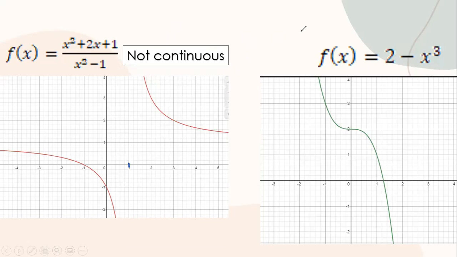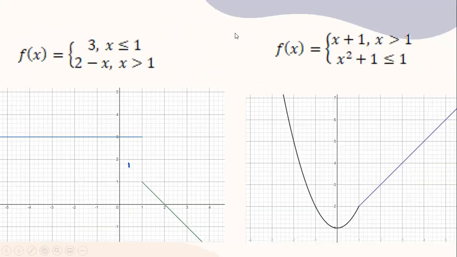Okay, so as I trace the graph of this function, I did not encounter any interruption, even a hole, even a cut in the graph. That's why we can say that this function is continuous. So next we have two piecewise functions as examples.